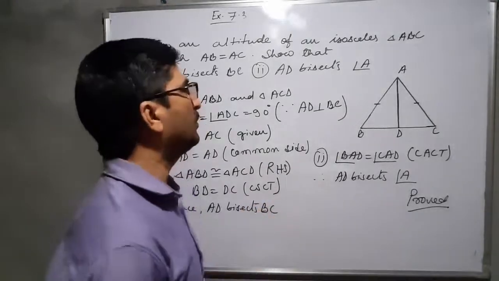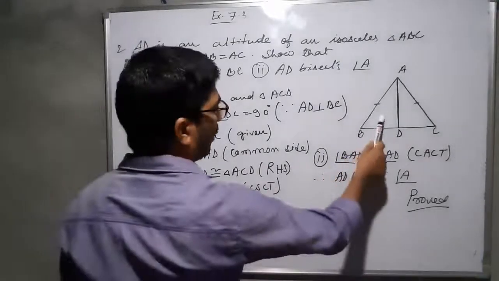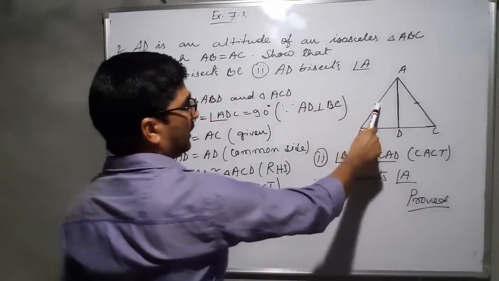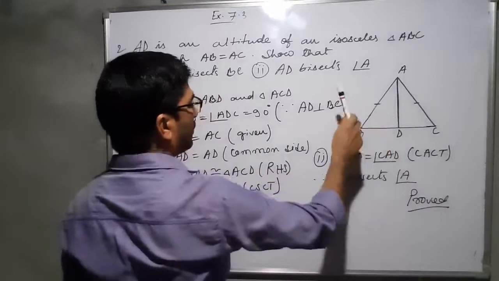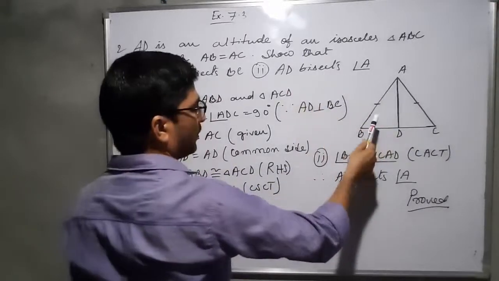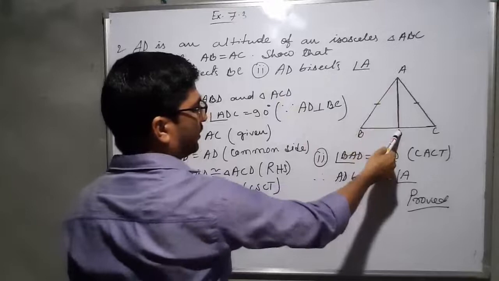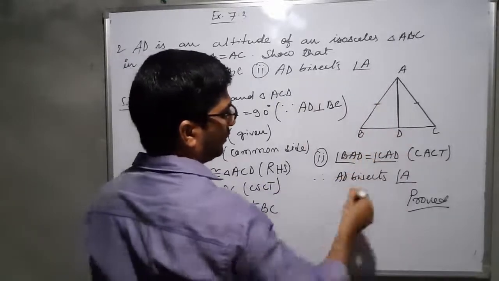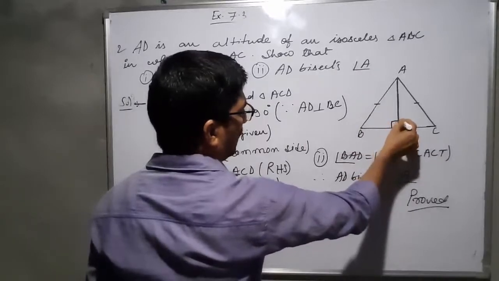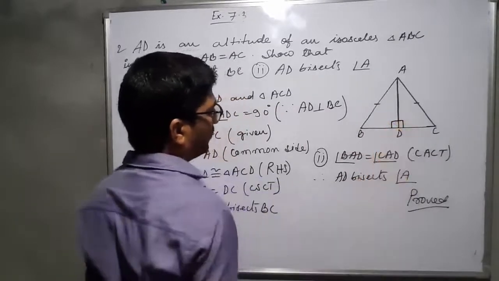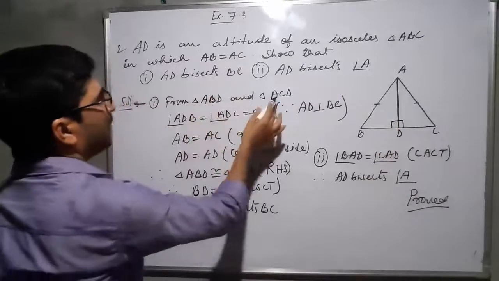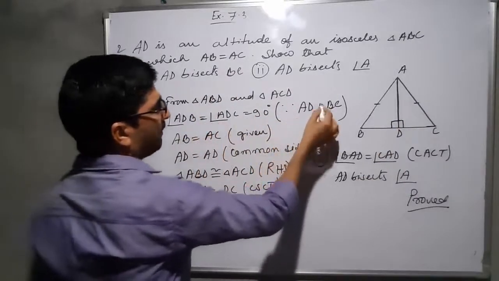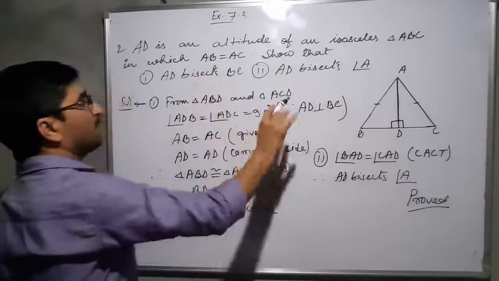Now how can we do this? From these two triangles, prove congruence. This side is equal to this side. Isosceles triangle, given AB equal to AC, that is given in the question. Since this is an altitude, perpendicular, these two angles are 90 degrees each. So from triangles ABD and ACD, angle ADB equal to angle ADC equal to 90 degrees, since AD is perpendicular to BC, as altitude means perpendicular.